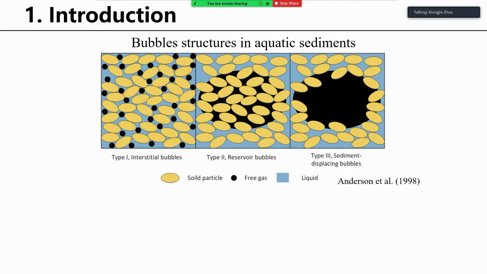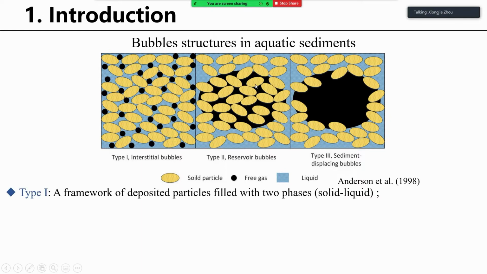sediments are different. According to Anderson, three general structures of bubbles in aquatic sediments exist. The categorization depends on grain size. The first one, type 1, you can see here: the yellow is sediment, green and blue are the water, and black are the small bubbles. These small gas bubbles share common pore space containing water between the grains.